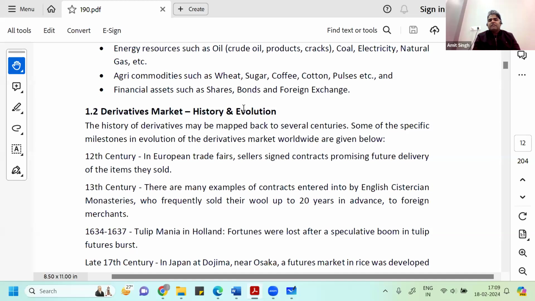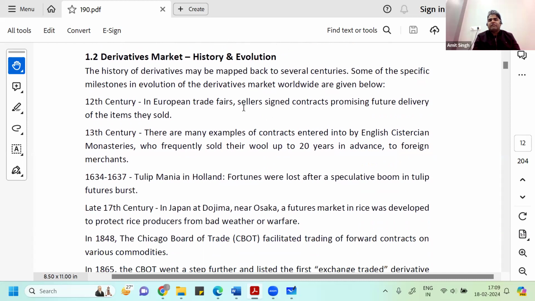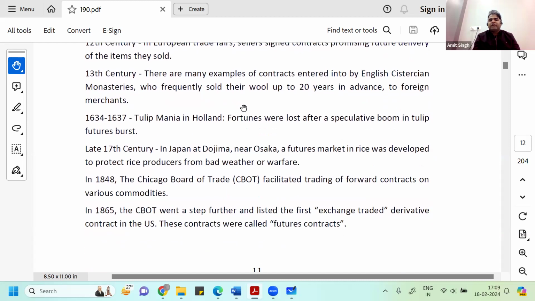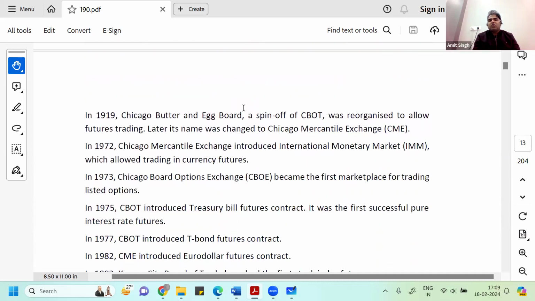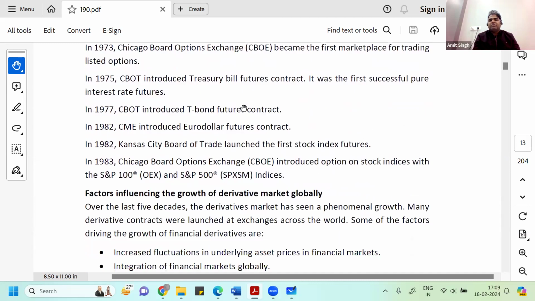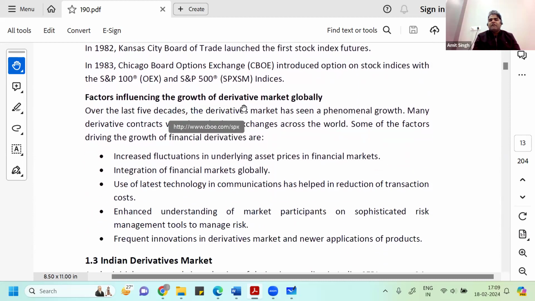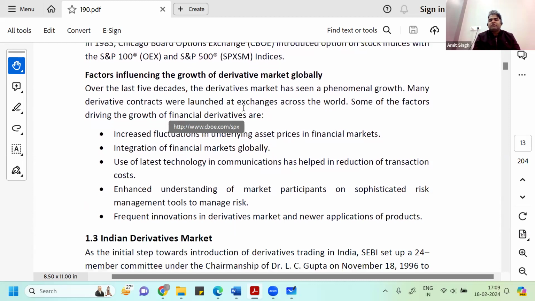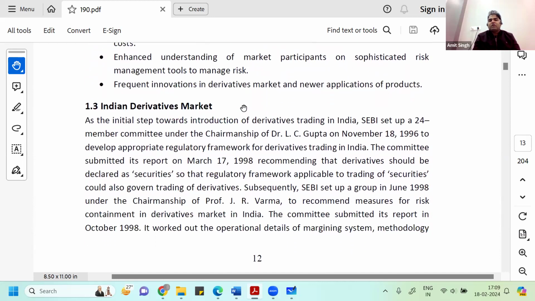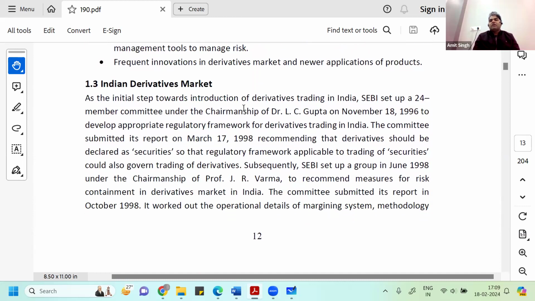We have discussed the history of derivative, how from commodity derivative we saw currency derivative, credit derivative, and equity derivative. We have seen phase by phase how the concept of derivative was implemented in different parts of the world. I have also discussed the factors which influenced the growth of derivative market globally. Now, since we are talking about the use of derivatives spreading all over the world, let's talk about the Indian derivative market.